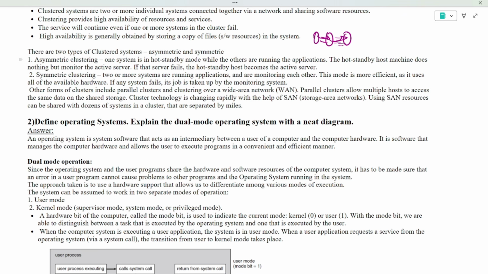Asymmetric means one system is in hot standby mode while the others are running the application. The hot standby host machine does nothing but monitor the active server. If that server fails, the hot standby host becomes the active. Symmetric means two or more systems are running the applications and monitoring each other. This is more efficient and it uses all the hardware, and if any system fails, the job is taken up by the monitoring system, which becomes the active.